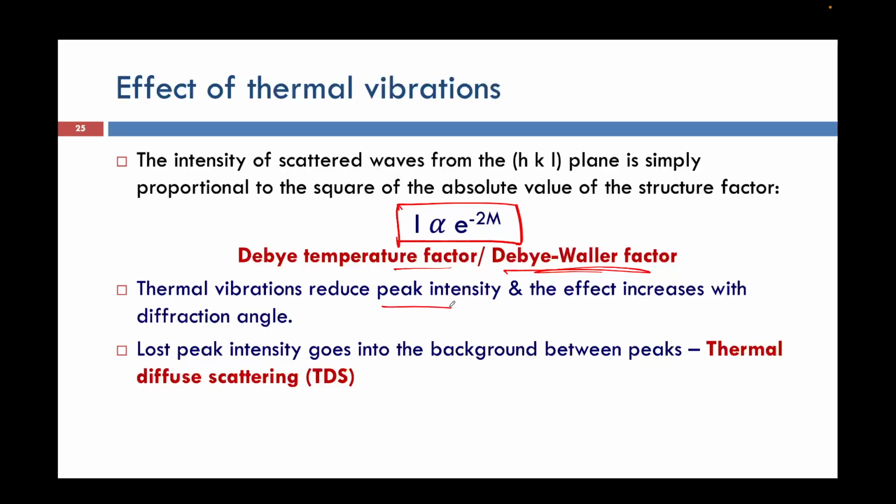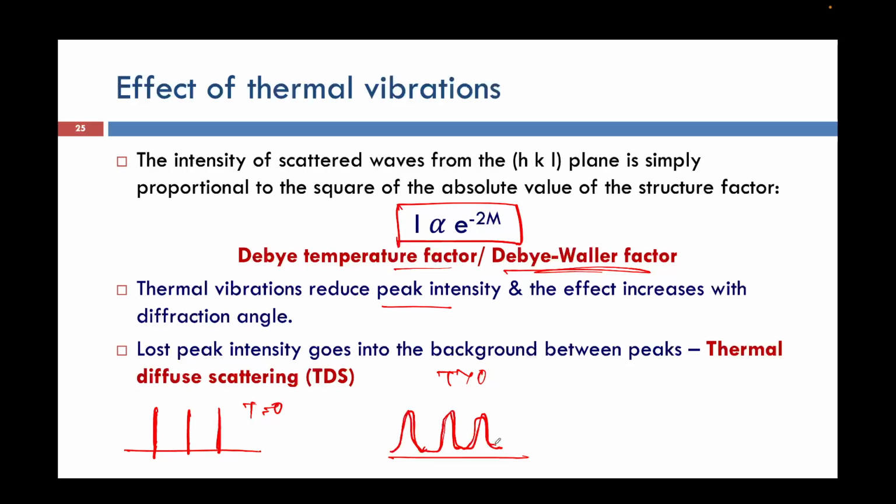When I take the temperature effect into consideration, ideally I should be getting peaks like this only. This is T equal to 0, right? Then thermal diffuse scattering will happen. What will happen at T greater than 0? I will get peaks like this, so broadening will happen. Ideally I should be getting one sharp line, but now the broadening happens, and due to this broadening I get peaks like this.